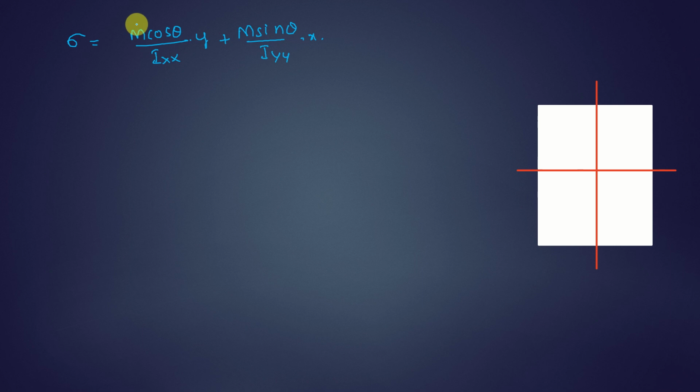So do we have all the parameters? The moment we have already calculated. The angle theta is 30 degrees. For y and x, I will tell you how to find them. And here we need Ixx and Iyy.